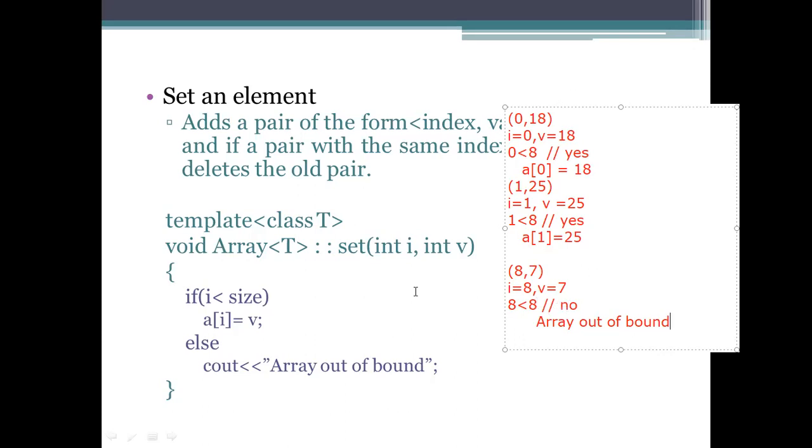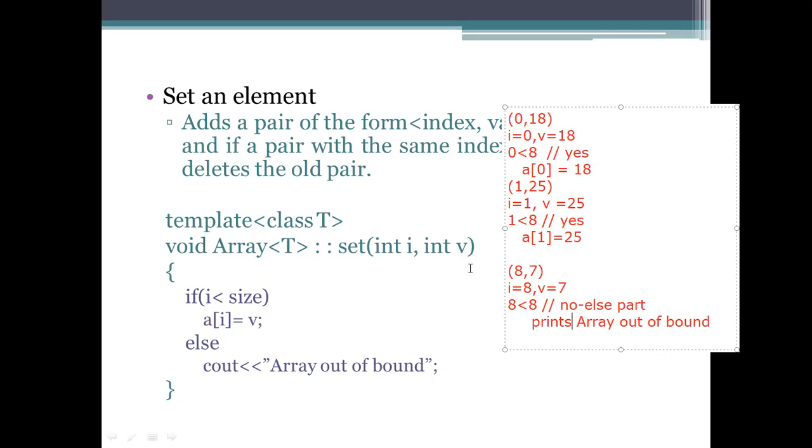It won't get into this part. It will get into the else part, it will execute from the else part here. So what is the else part here? Just simply print the value. Print, that is cout, prints array out of bound here.